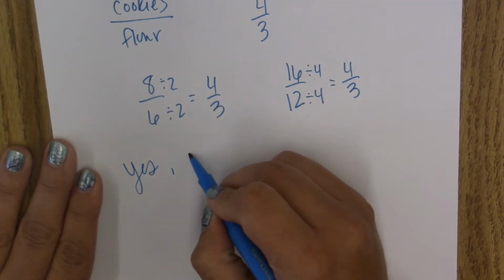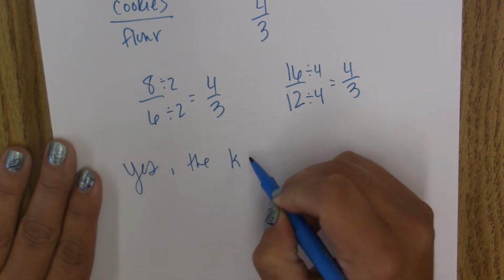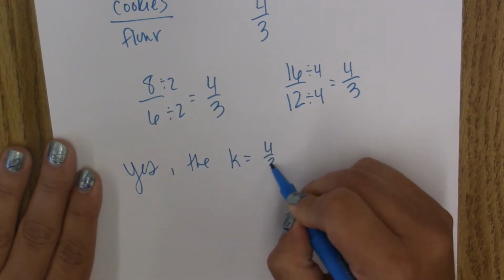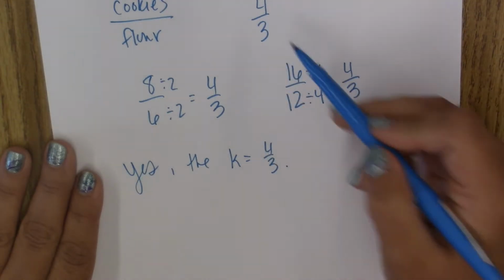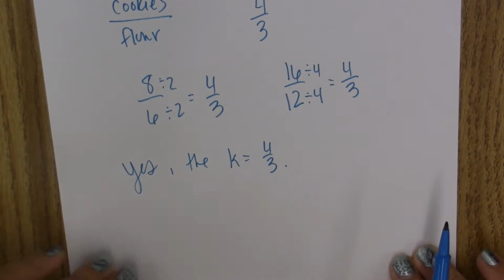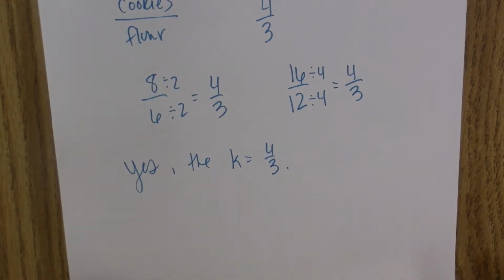and we can say the k value is equal to 4/3. You could say that the ratios are all the same. You can say when you divide, you get the same value. Any of those explanations would work.